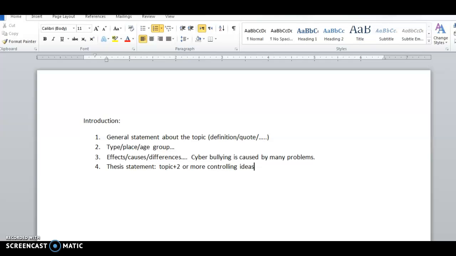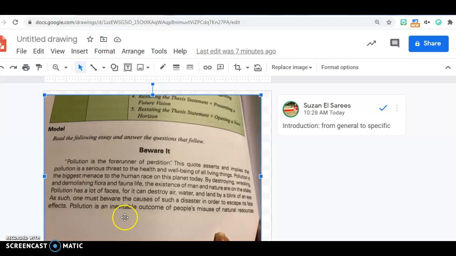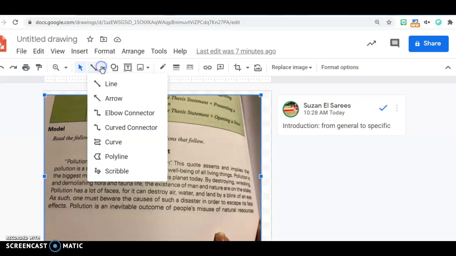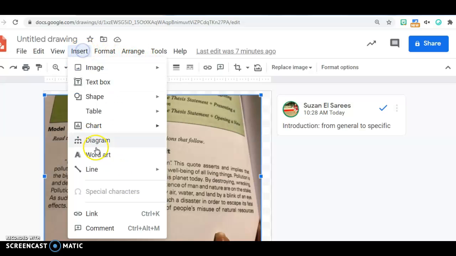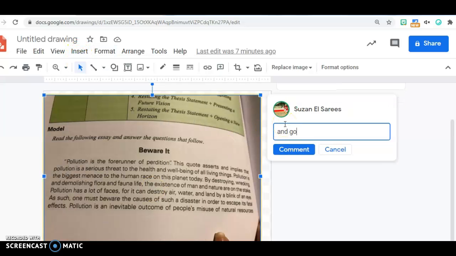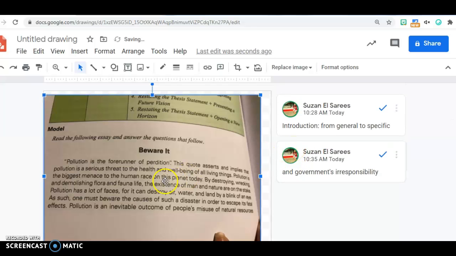Okay, so here we go. Let's go back to the example. Here we have pollution is an inevitable outcome of people's misuse of natural resources. Here we have something else, let me insert it: and government's irresponsibility, because it doesn't appear here. So, pollution is an inevitable outcome of people's misuse of natural resources and government's irresponsibility. This is the thesis statement. In the thesis statement, I should give the effects or the causes or the differences that I want to discuss in the body paragraphs. Okay, so these are called the controlling ideas.